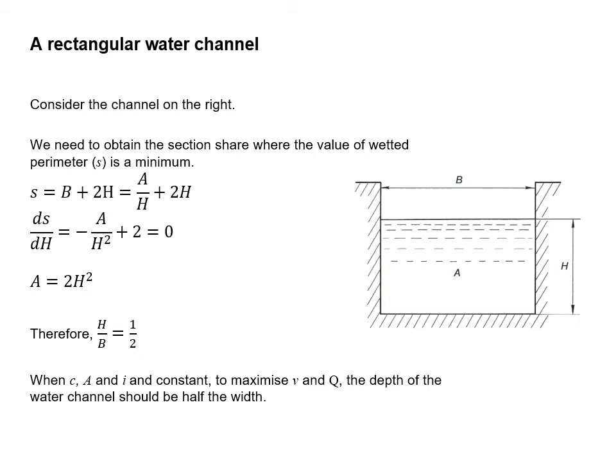And we do that by looking at the change in S compared with the change in h, and we equate that to 0. Therefore we'll get area is 2h squared. Therefore h over b equals a half. So when C, A and I are constant, to maximise the velocity and the quantity of flow, the depth of the water channel should be half the width.